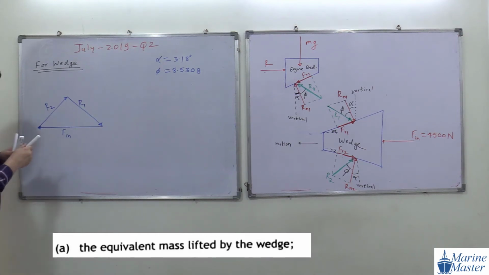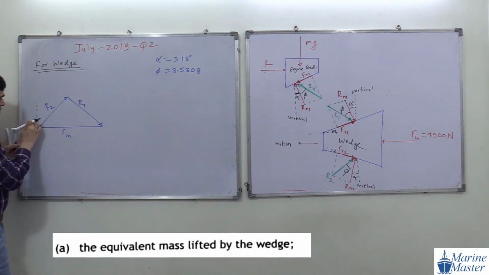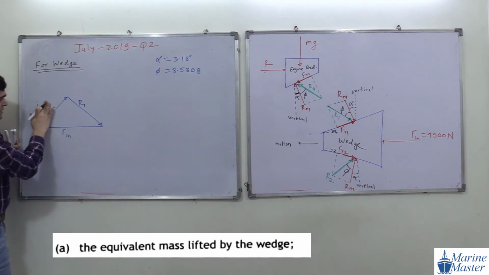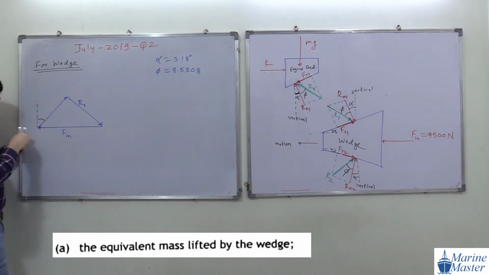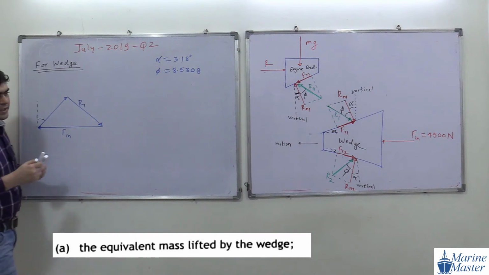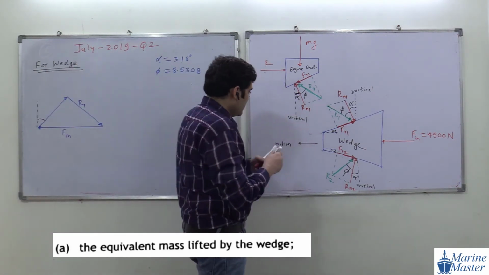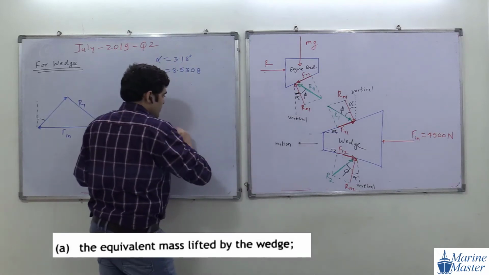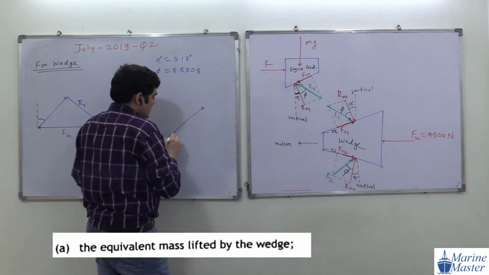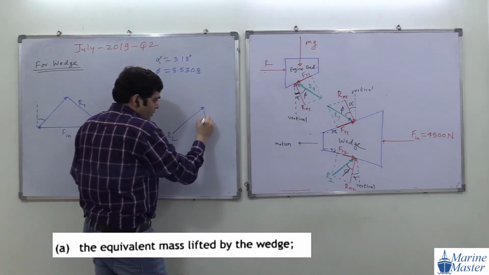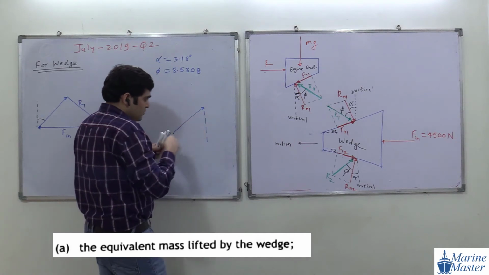Now I am going to draw a vertical line. So this is our vertical line. What about this angle? See the drawing here. What is the angle of R2 with respect to the vertical? This is our R2, and this is our vertical.